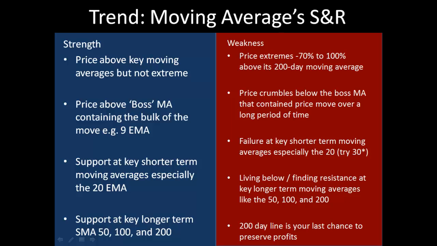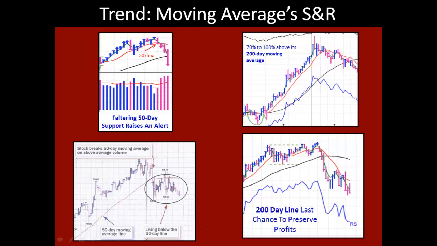If you have failure at key shorter term moving averages like the 20, that can be your first flag, your first warning sign that the trend is about to change, and perhaps I better shift from an offensive stance to a defensive stance. And definitely, if you find that the price is living below or finding resistance along those longer term moving averages, especially the 50-day moving average or the 200-day moving average, you know that that's a negative sign and you need to be extremely cautious. Like I mentioned earlier, once price falls below that 200-day moving average, that's pretty much your last chance to preserve whatever profits you have.